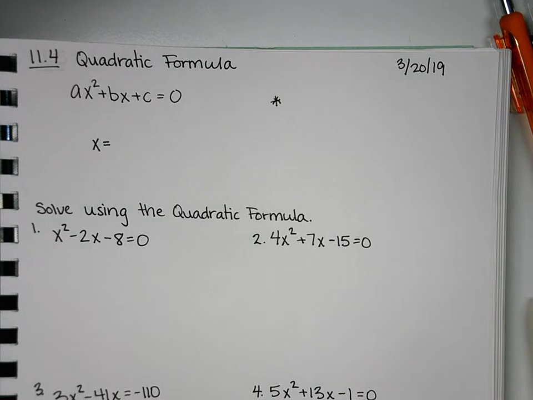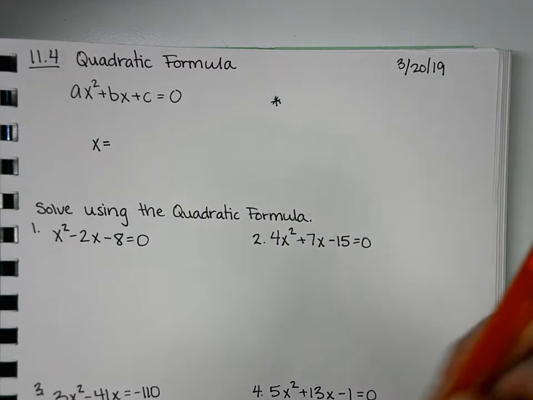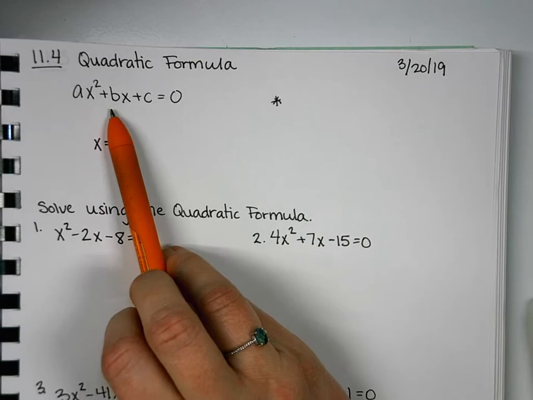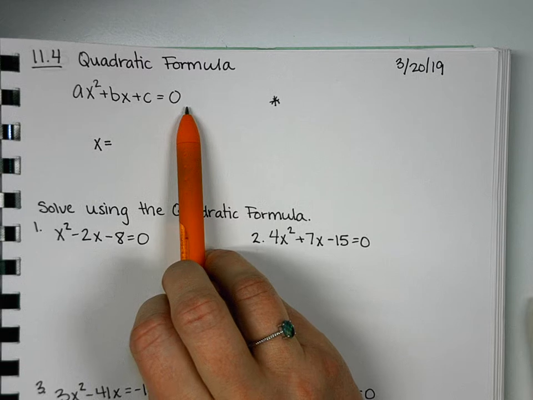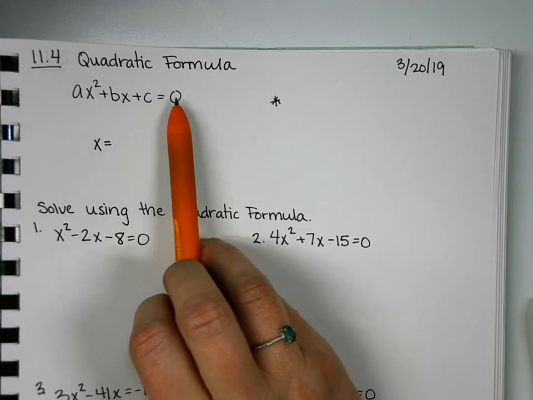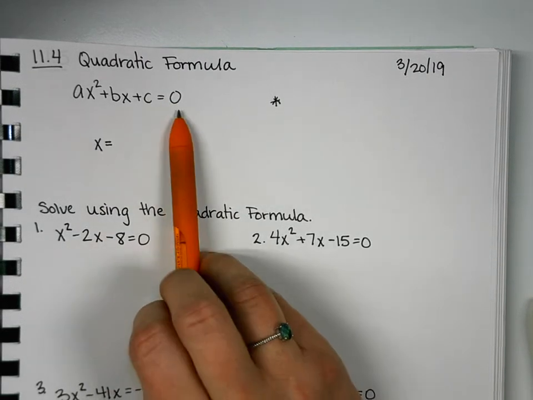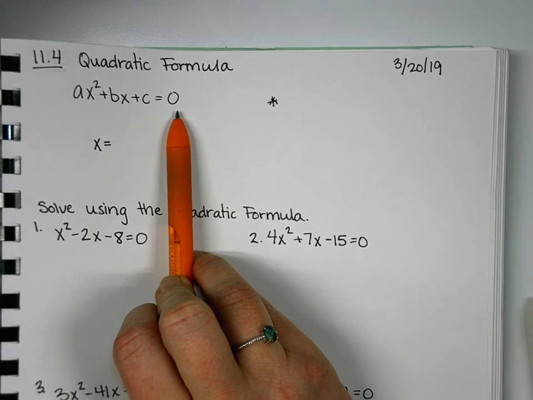So far, we have gone over 3 methods of how to solve a quadratic. We factored, we square rooted, we did completing the square, and this is your 4th one, quadratic formula. So quadratic formula requires that your equation look like this, with everything on one side equals 0. So the first step in the quadratic formula is to move everything to one side and get it equal to 0, just like we did with factoring.